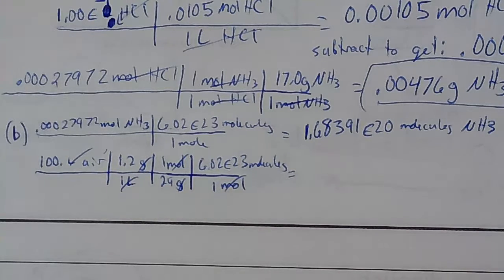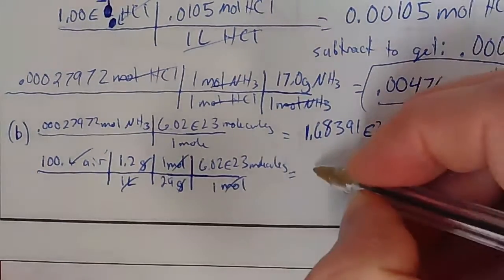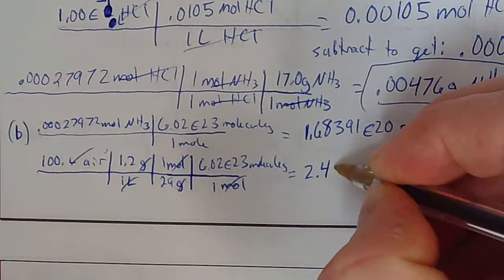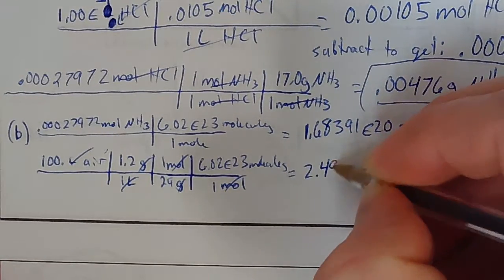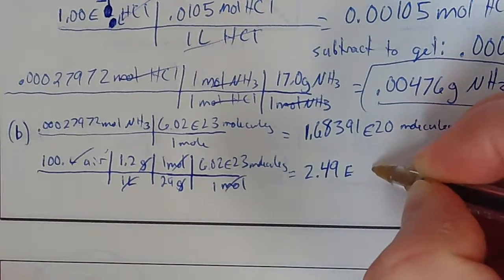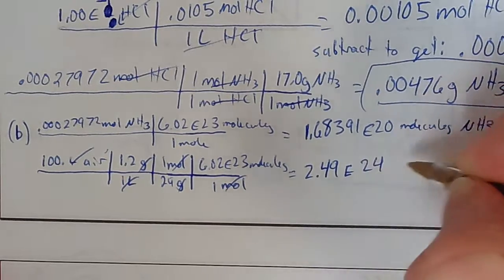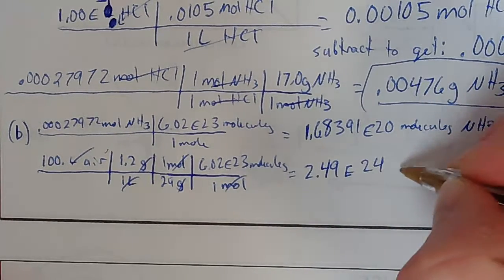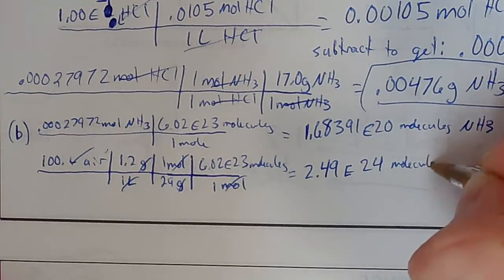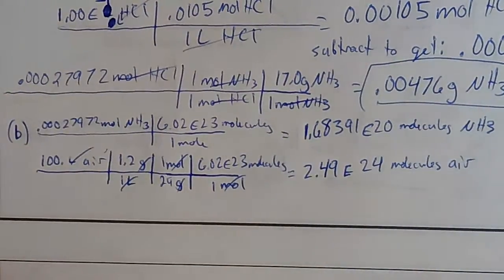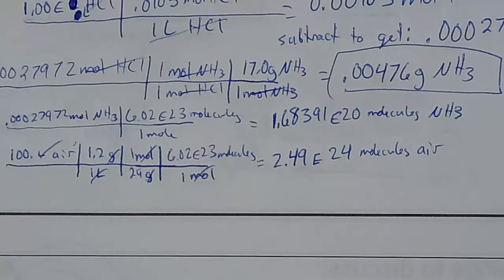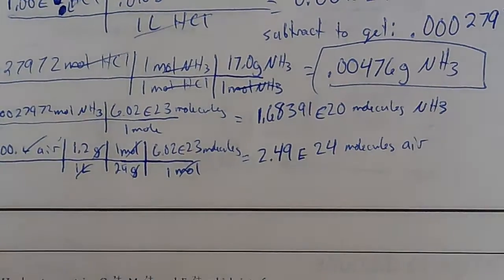All right. Oh, snap. I forgot where I was at. Okay. 6.02 E23. And then divide by 29. All right. Did y'all get that or no? Did I do something wrong?